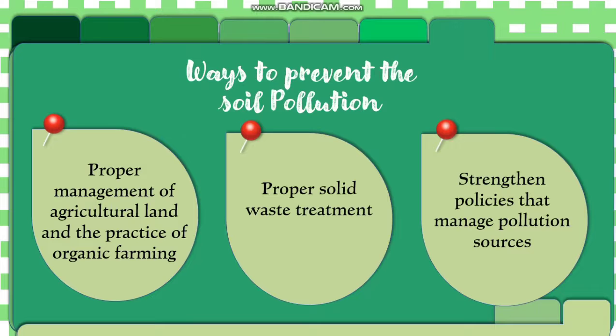Next is strengthen policies that manage pollution. The best way to control soil pollution is to strictly control yung mga human activities na nag-cause ng pollution katulad ng mining and industrial pollutants. So, dapat maging responsable na ang mga tao para sa nilang sarili at para na rin sa ibang tao.